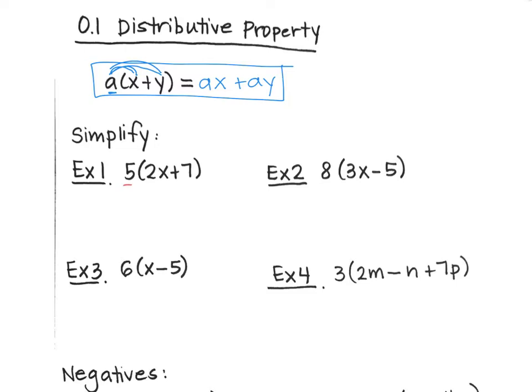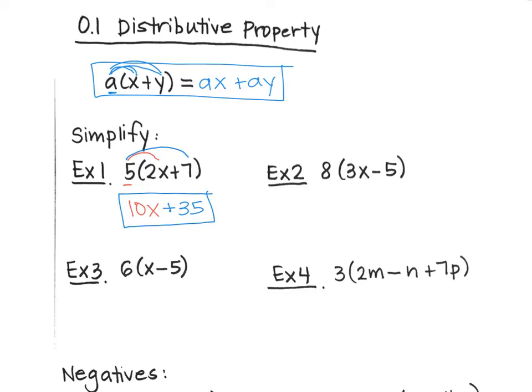There's a number outside the parentheses, and it's being multiplied by the parentheses. So to simplify it, I want to get rid of the parentheses. So I take the 5 and I multiply it by the first term in the parentheses. So 5 times 2x is 10x. Okay, and then I'm going to take the 5 and multiply it by the other term in the parentheses. So 5 times positive 7 is positive 35. And then 10x plus 35 is my final answer since those are not like terms.